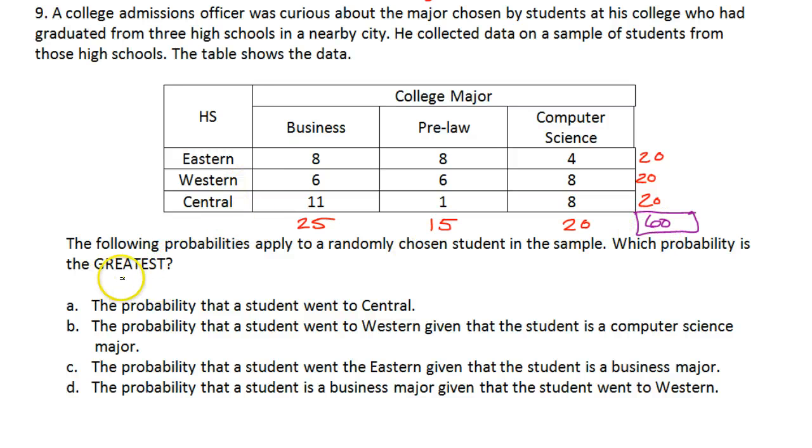Now, the probability that a student went to Central: 20 went to Central, out of a total of 60. So that's 2/6, so that's 1/3. That's 33.33%, if you wanted it as a percent. Anyway, 1/3. Okay, fine. That number might be useful for comparison.